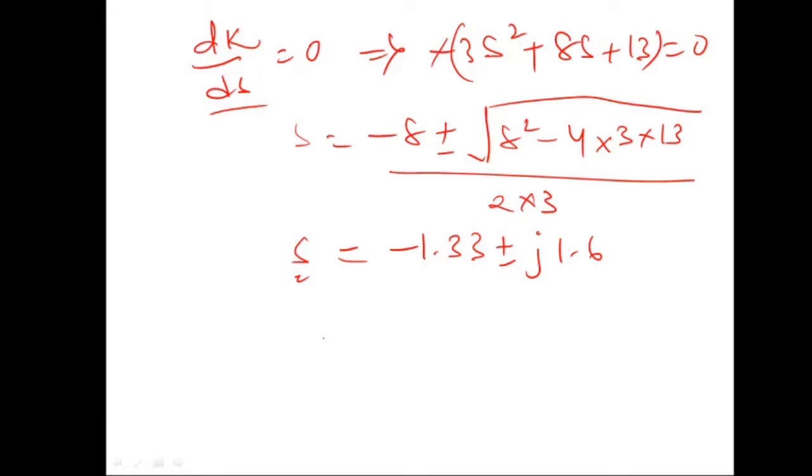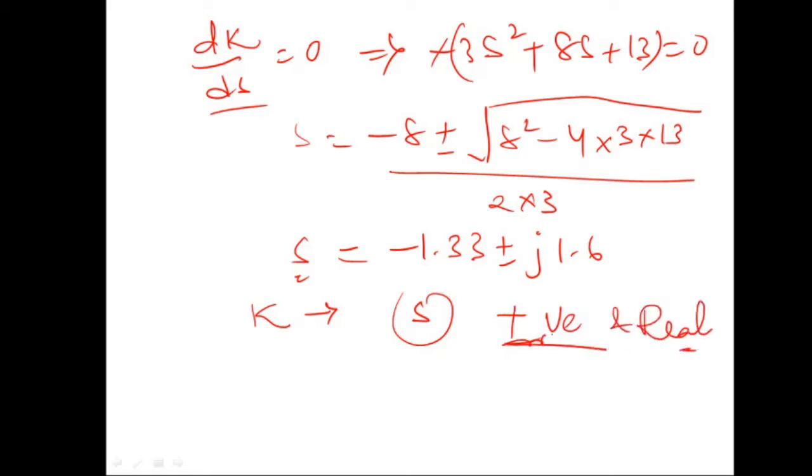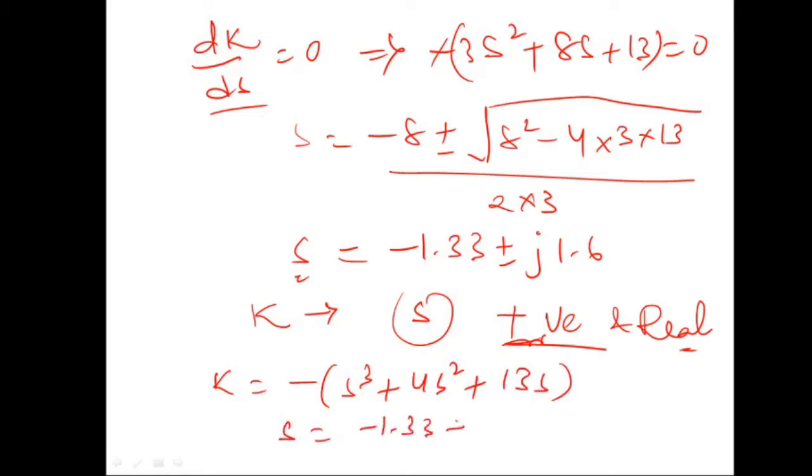We need to check the value of k, for which value of s k should be positive and real. K should be a positive and real value. So for that, we need to find k with respect to s. Here the k equation is minus of s cube plus 4s square plus 13s. Let us first take the value of s as minus 1.33 plus j 1.6.